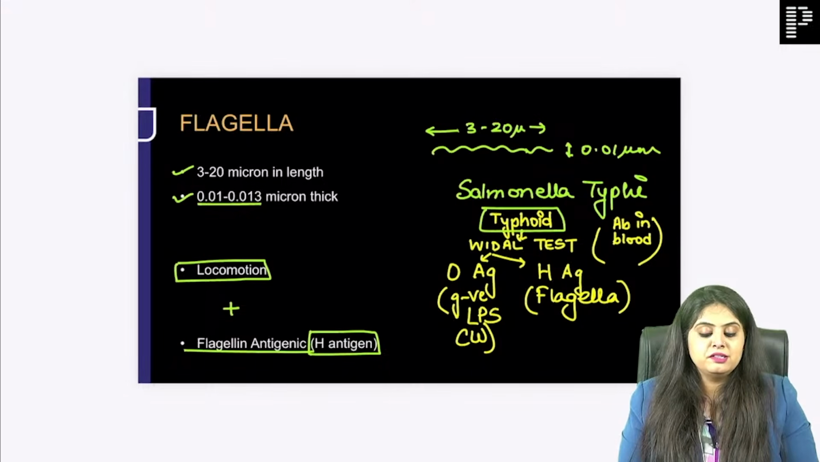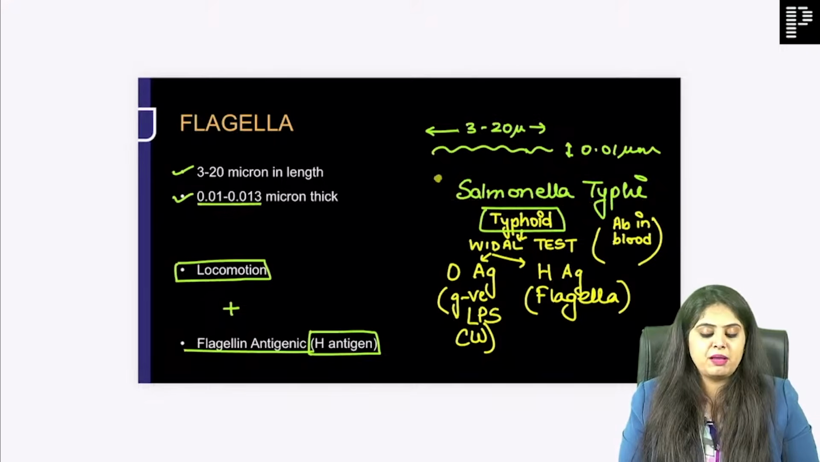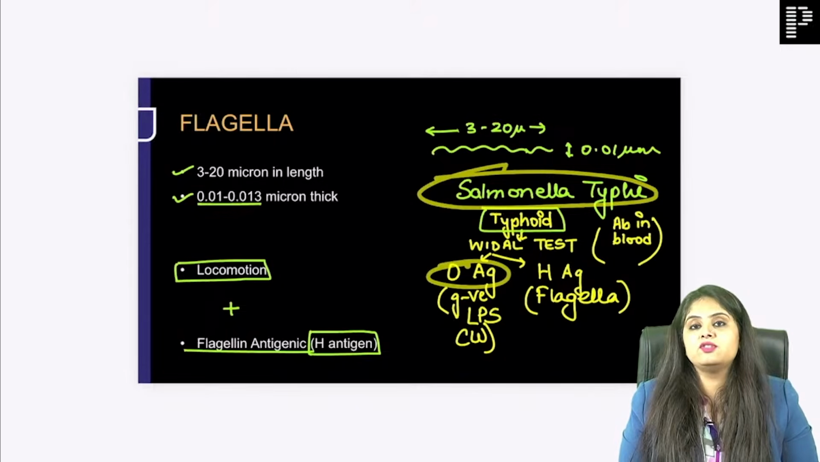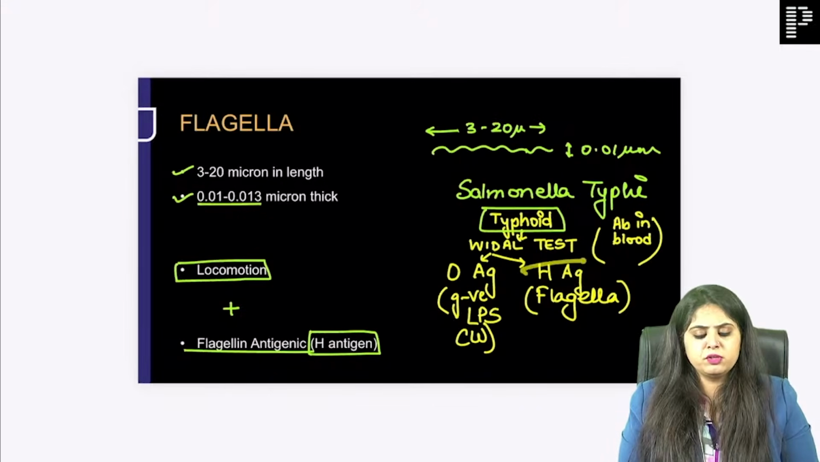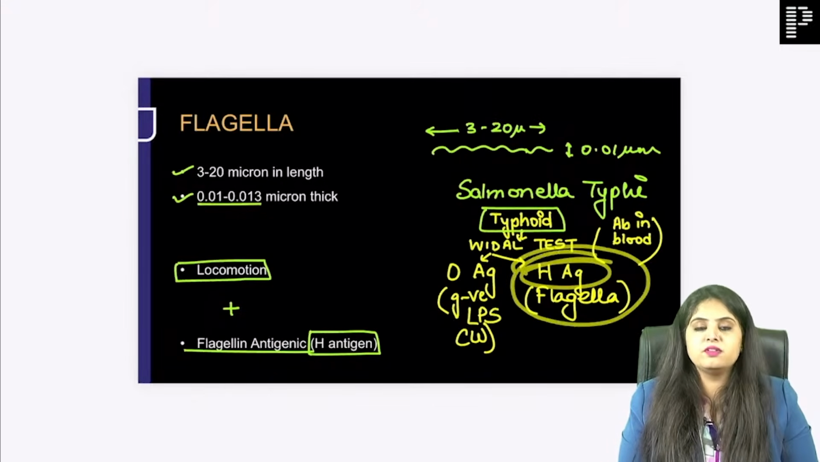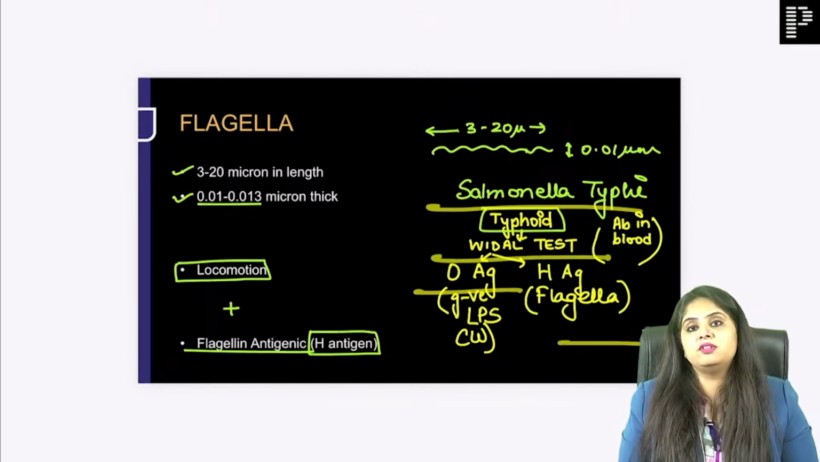If I ask you, Salmonella typhi, is it a gram positive organism or gram negative? You will say, ma'am, if Salmonella typhi has O antigen, it is gram negative. Okay. Does Salmonella typhi have a flagella? Of course, because if it has H antigen, it will come from flagella. Salmonella typhi is a gram negative organism. It has flagella. The test is known as Vidal test. Half of Salmonella typhi you have done.